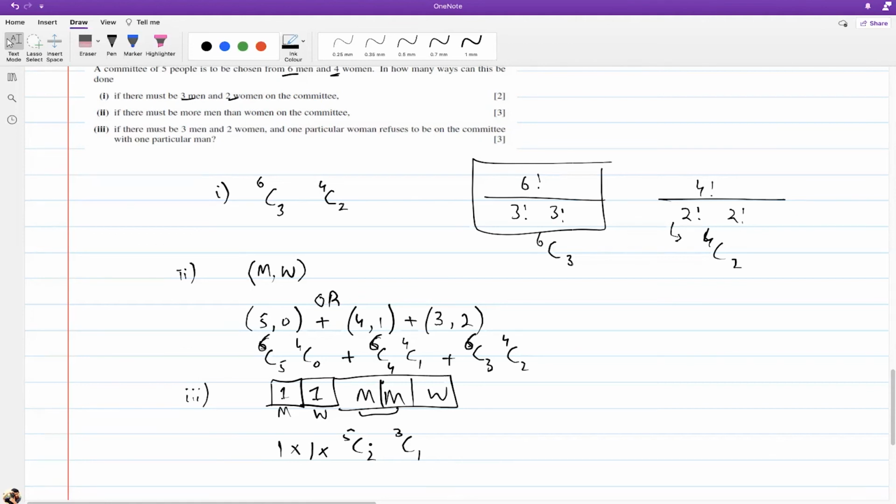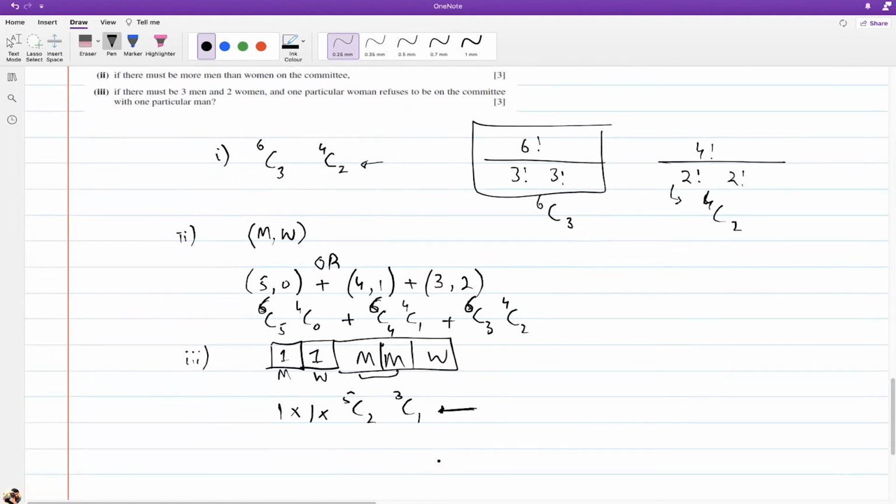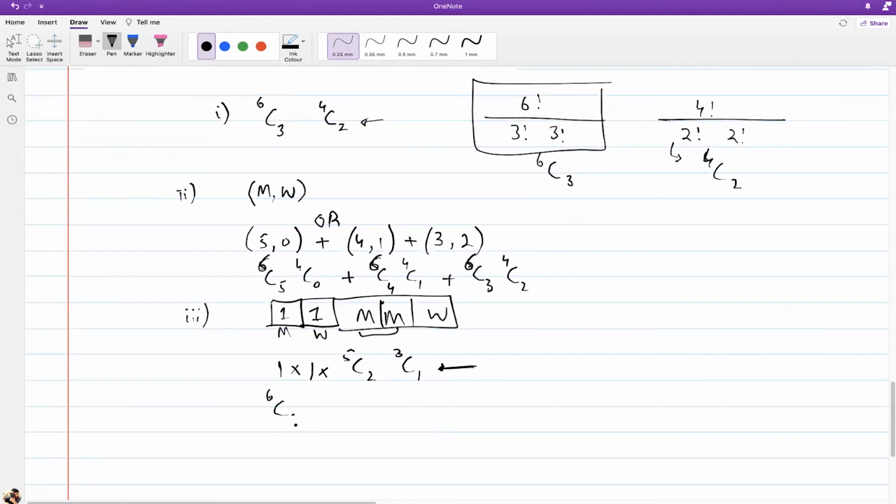So you'll be like, okay, hold on. In the first part, we calculated that if there were three men and two women on the committee, there were this many methods, right? And these are the methods that are forbidden. This is what we cannot have. So we'll just subtract it. So 63, 4C2 minus 5C2, 3C1. That is what we cannot have. And there you go. These are all the ways in which you can form the committee when you don't have those men and women together.